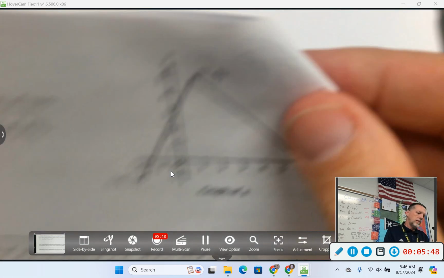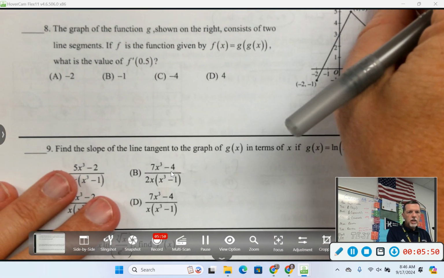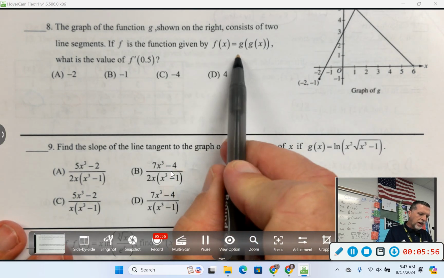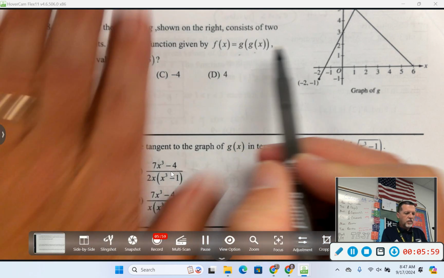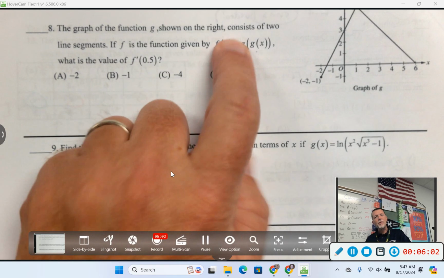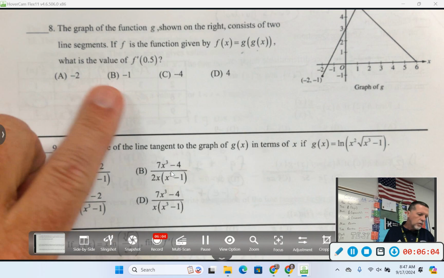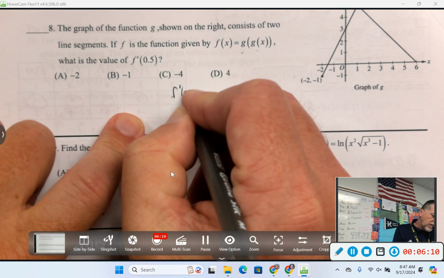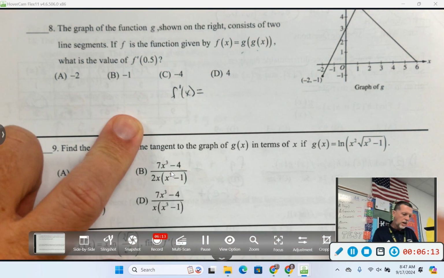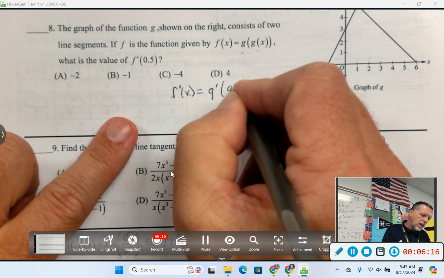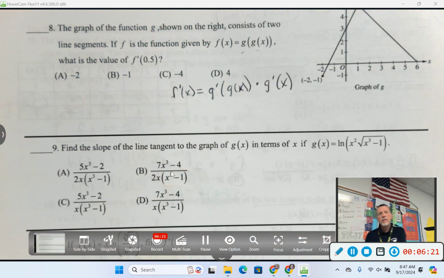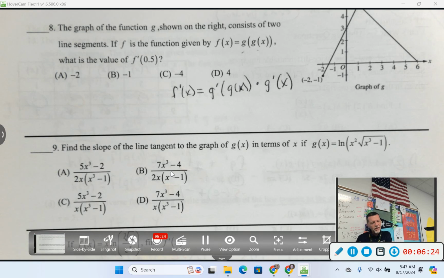Number 8. Picture problem. The graph of g consists of 2 line segments. f is given by g of g of x. So already I'm thinking chain rule. I don't even know what's coming, but that looks like a chain rule thing. What is the value of f prime of 0.5? Well, f prime, that would be g prime of g of x, chain rule, times g prime of x. Outside in, one layer at a time, multiply the derivatives, multiply the chain links.